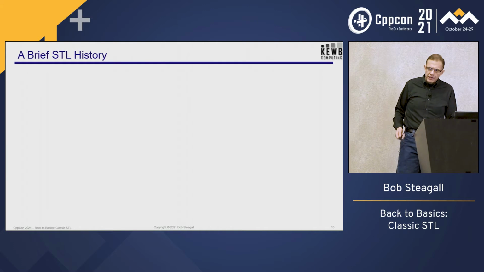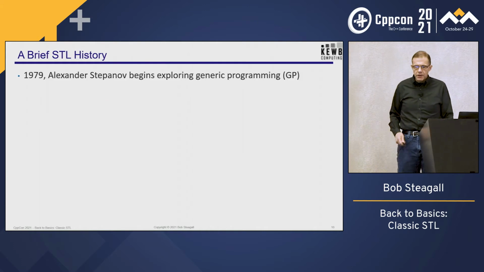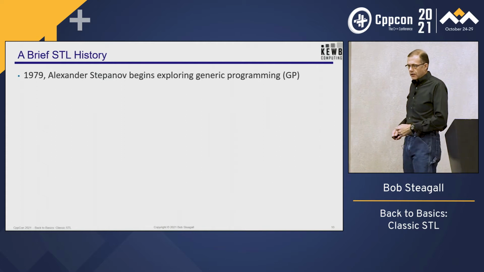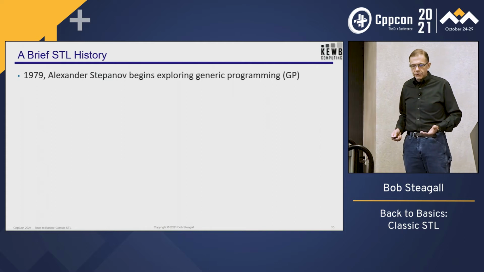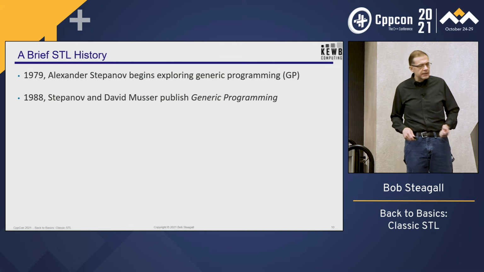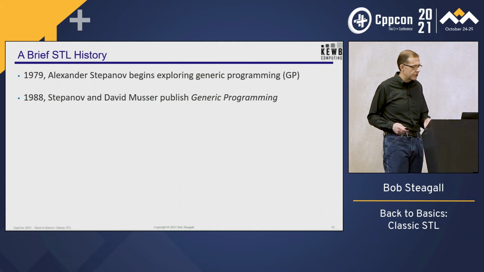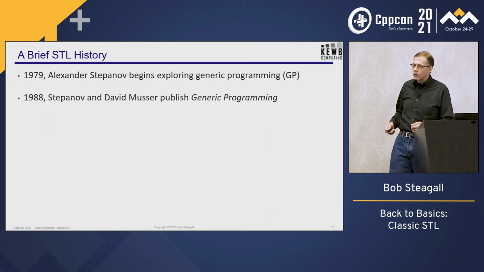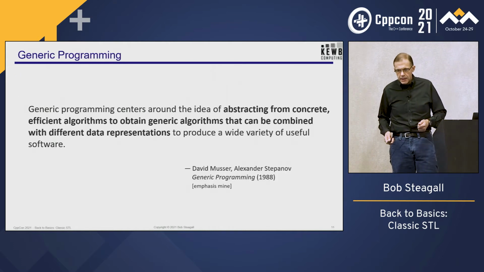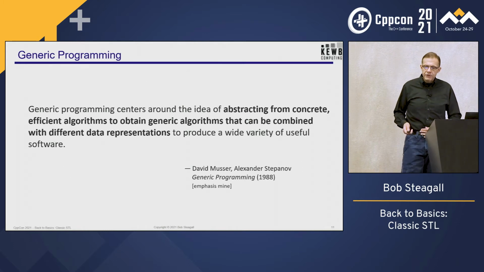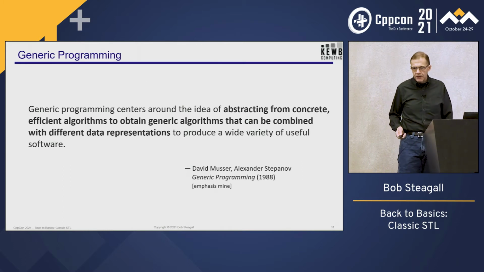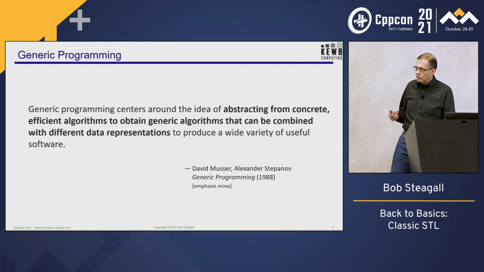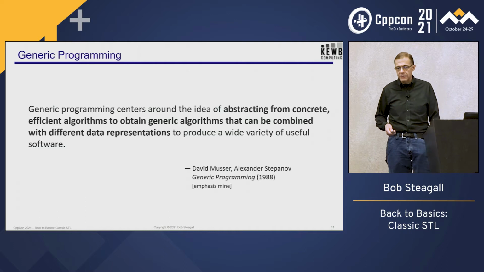So I wanted to do just a very brief history. In 1979, Dr. Alex Stepanov began exploring what would come to be known as generic programming. And in 1988, he and David Musser published a paper, which I think may be the first time the term generic programming was actually used. And this is the very first sentence of the very first paragraph of that paper. What I think is very interesting about this is how well it captures what it is we try to do with generic programming and in C++.